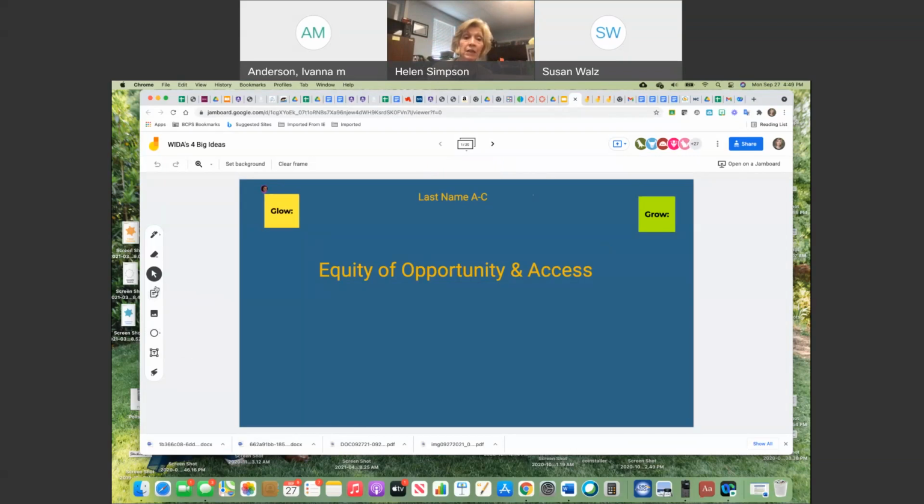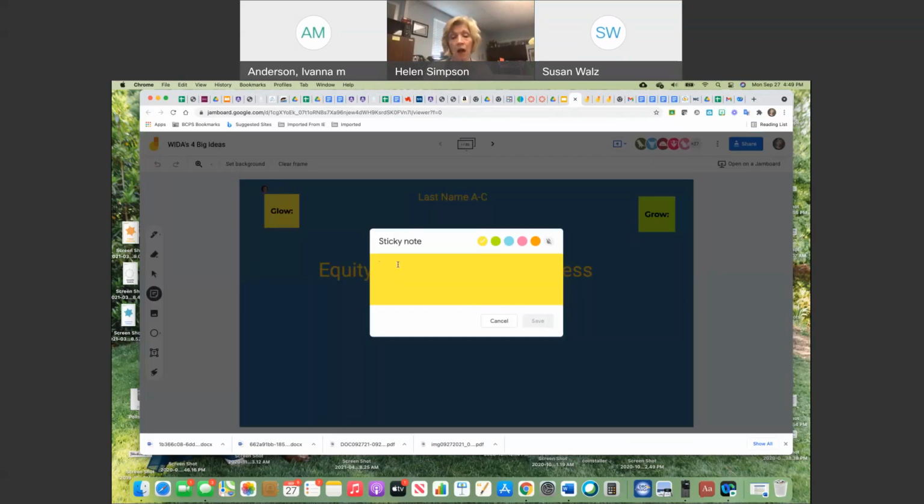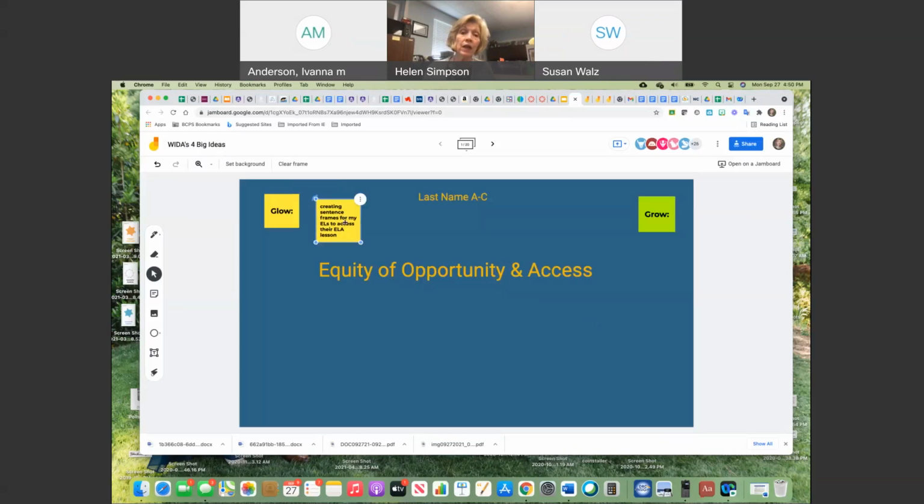So you'll see on the left-hand side, there's some tools. I want you to click on the sticky note when it's your turn, and you will type a glow in. So for equity, I may be creating sentence frames for my ELs to access their ELA lesson. When I finish typing, the blue button comes alive and I can click save, and it's going to put that Post-it note up on the Jamboard. If I click off of it, then it goes away.